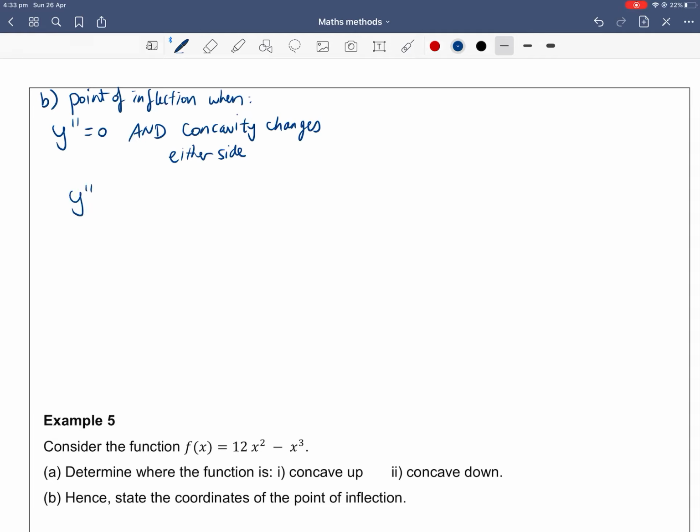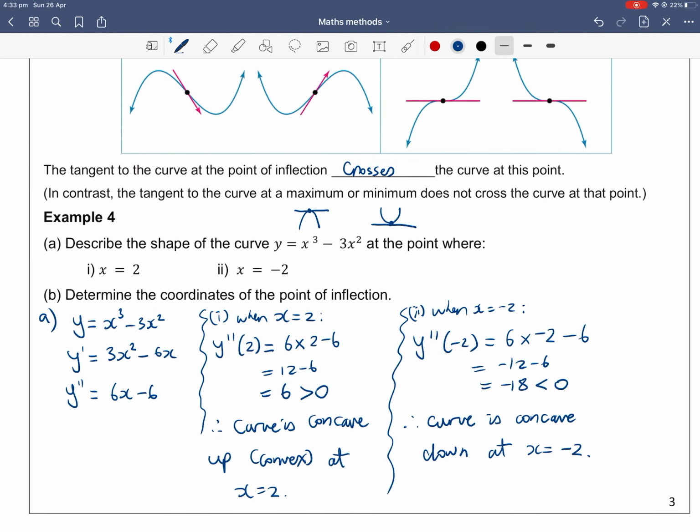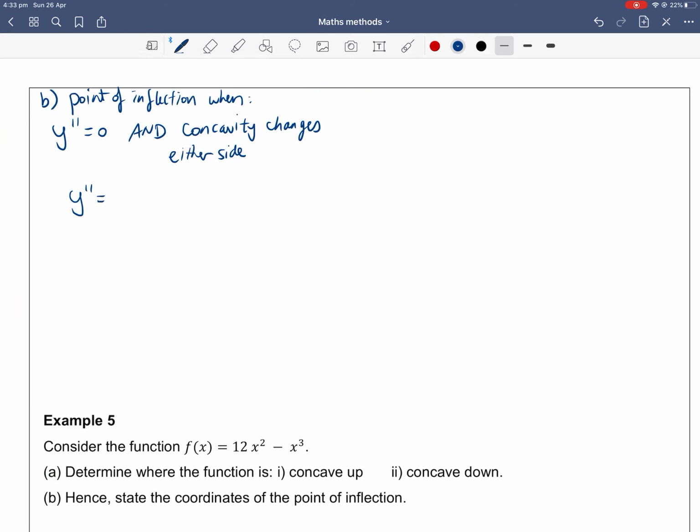So we want y dash dash. So what was y dash dash equal to again? Y dash dash was 6x minus 6. So y dash dash equals 6x minus 6. So 0 equals 6x minus 6. So solving for x, we have 6x equals 6. So x is 1. So at the point x equals 1, we need to check the concavity on either side of x equals 1.